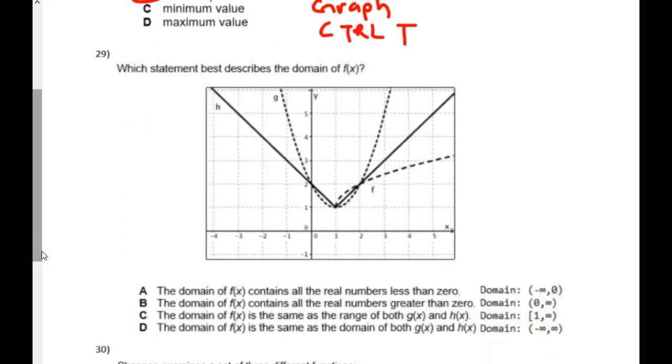Alright, which statement describes the domain of f(x)? So f(x) is from here. The domain starts at 1 and goes forever to the right. Okay. And it matches this absolute value function, which is h(x). So it goes from 1 to infinity. It should be C.